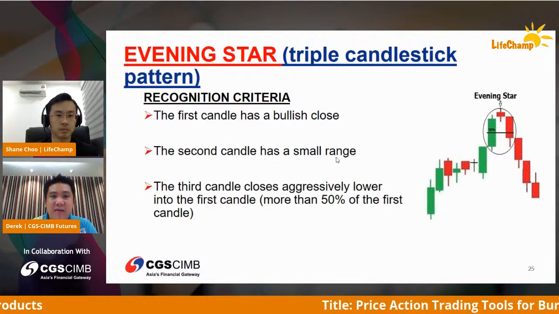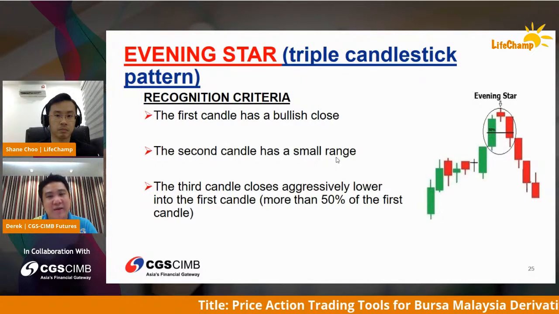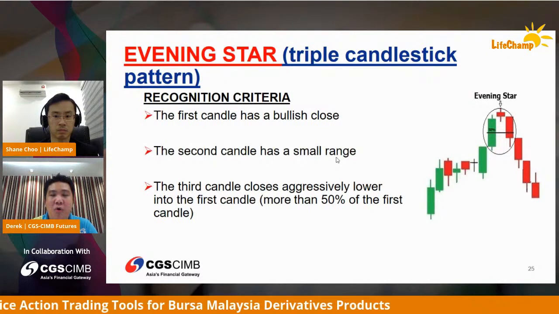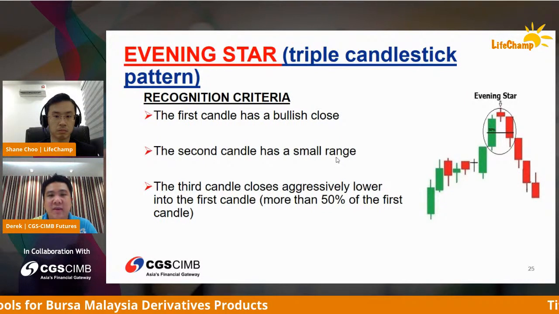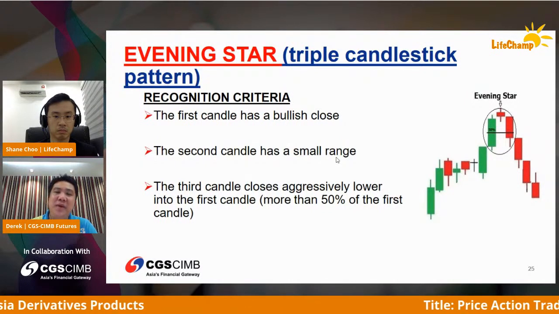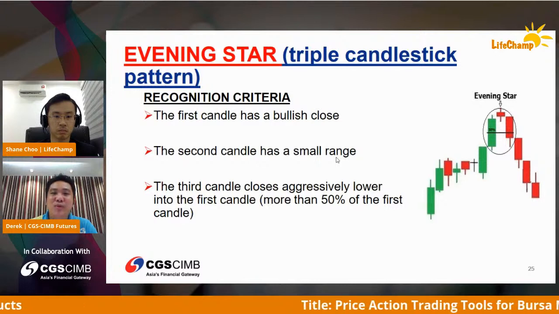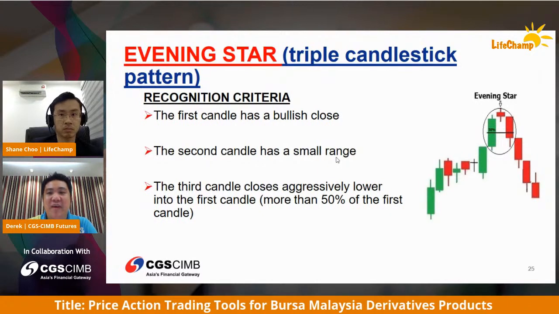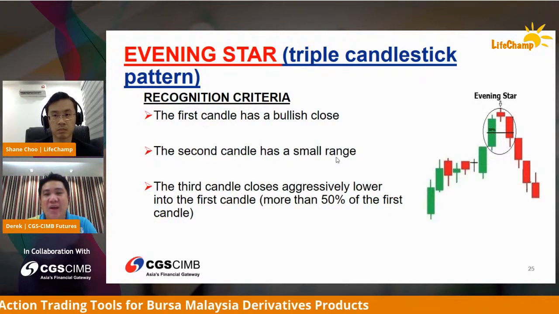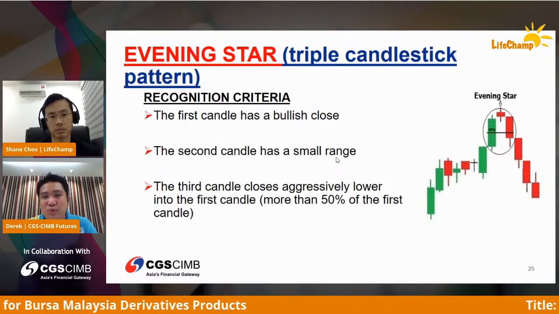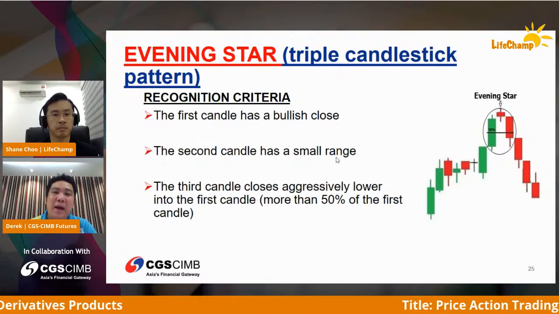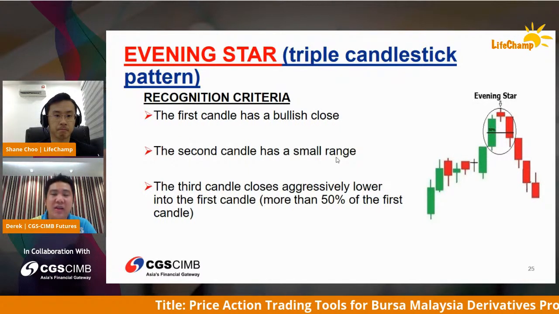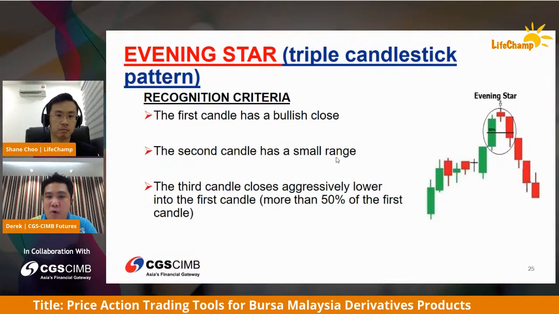The first candle has a bullish close. Everything looks fine. Then suddenly, the second candle has a small range. That means the market is in an indecision stage. The bulls want to attack, but they are also a bit afraid of the bears, so they do not launch another attack. The buying and selling power is almost break even, offsetting each other. That's why the second candle has a small range.